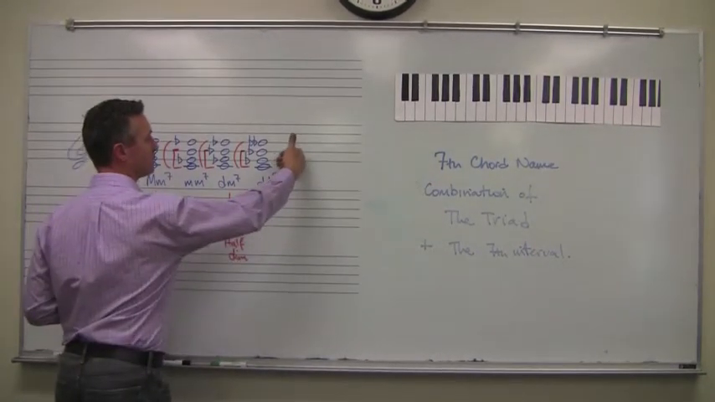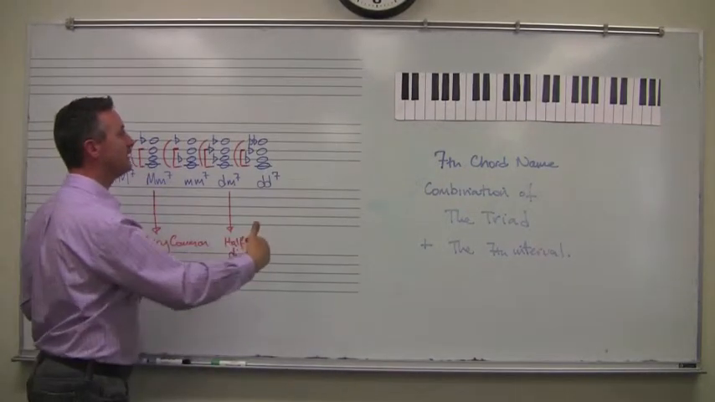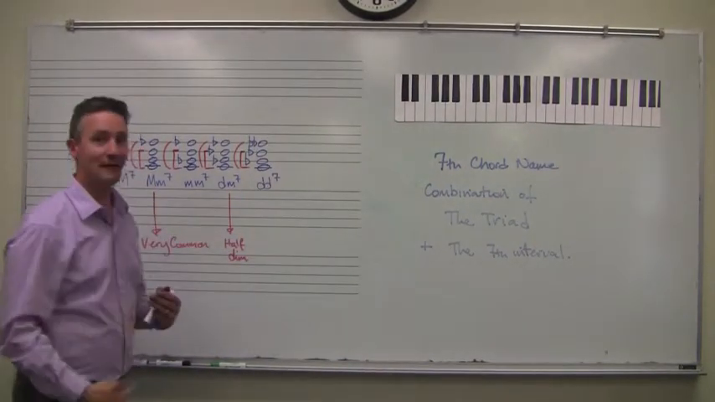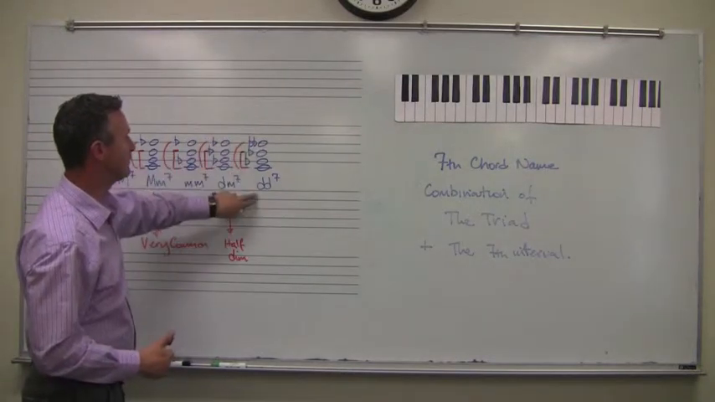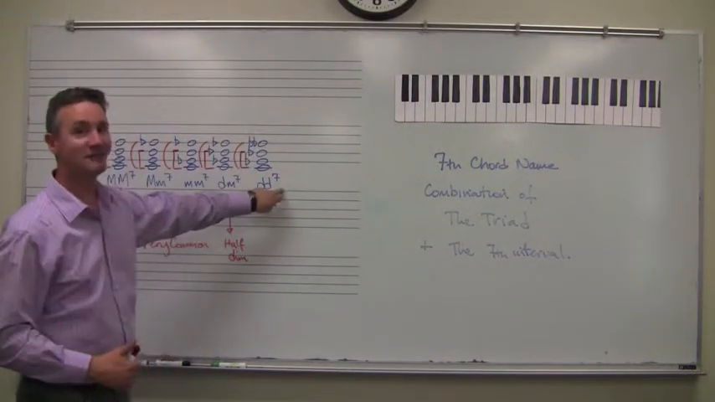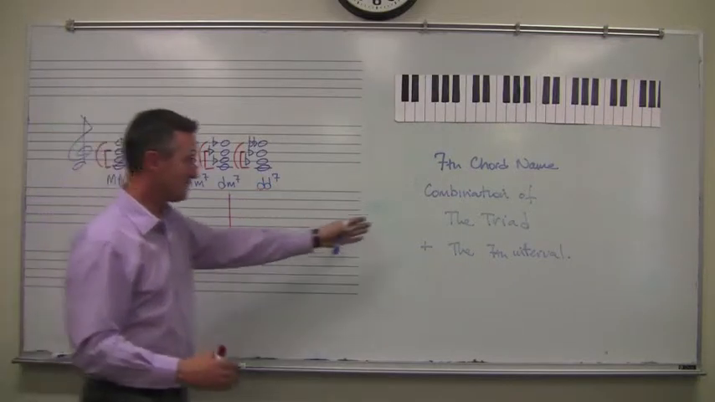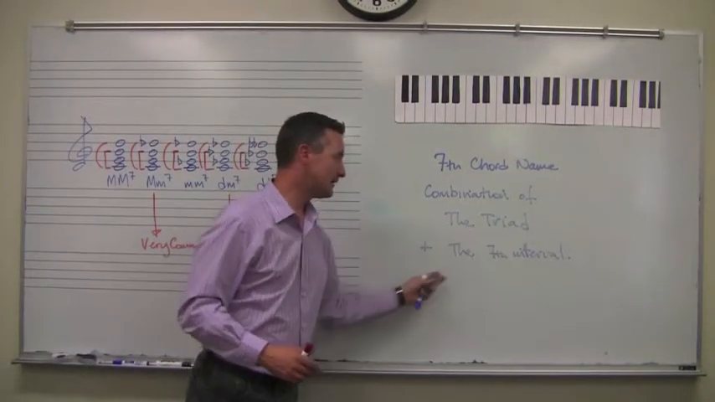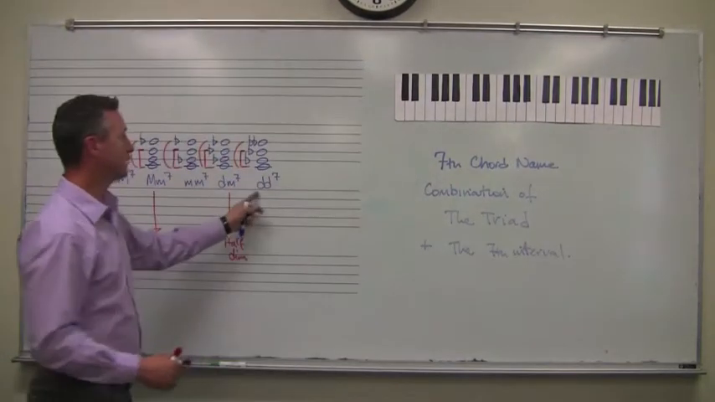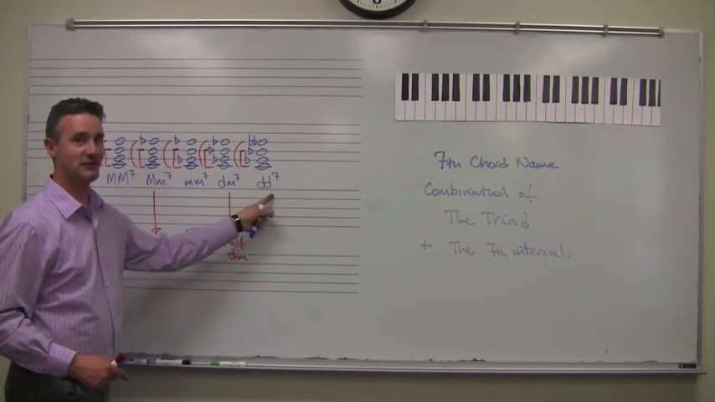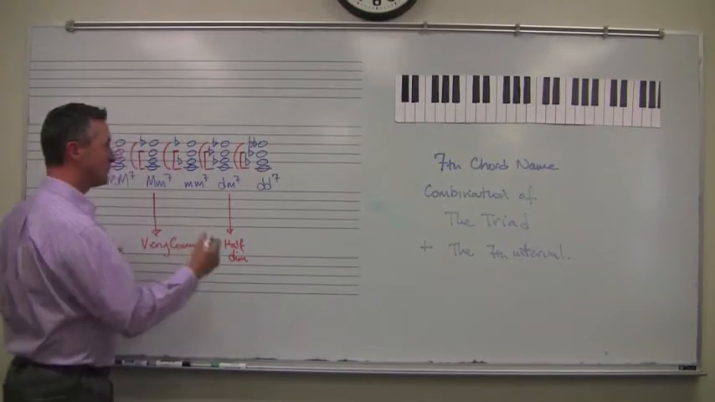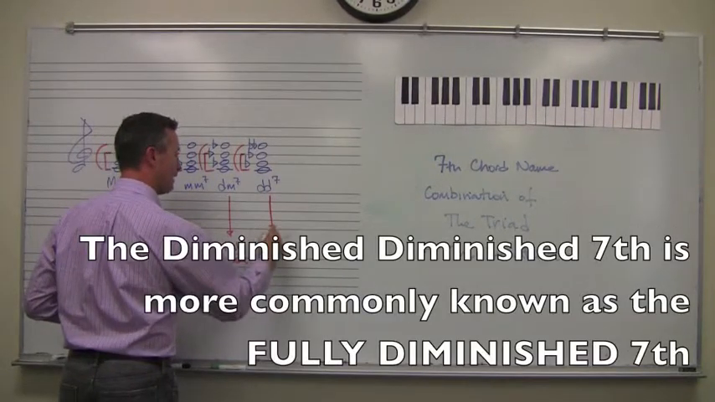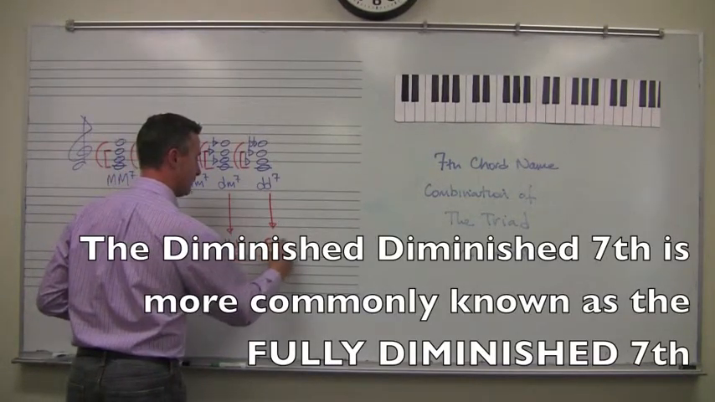This is a diminished triad, C, E flat, G flat. C to B double flat is a diminished 7th. So you have a diminished triad, a diminished 7th. Remember, the name is a combination of the name for the triad and the name for the 7th interval. The triad is diminished, the 7th interval is diminished. It's a diminished, diminished. That's tricky to say, and over time it has become known as the fully diminished.